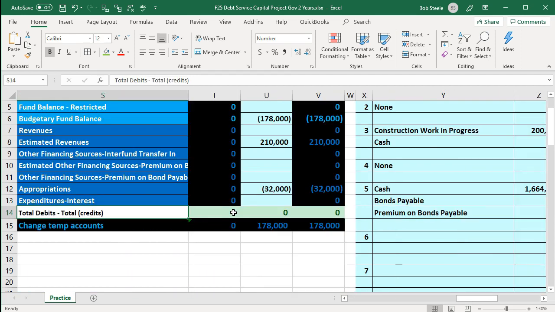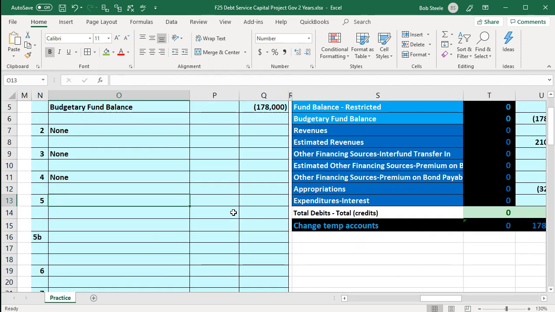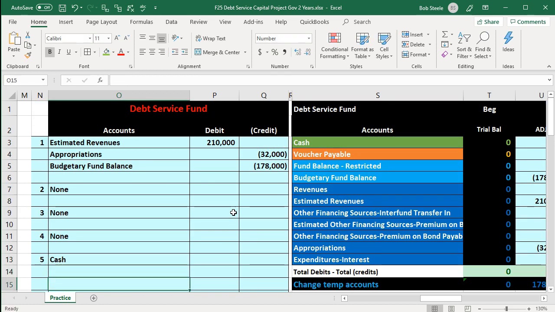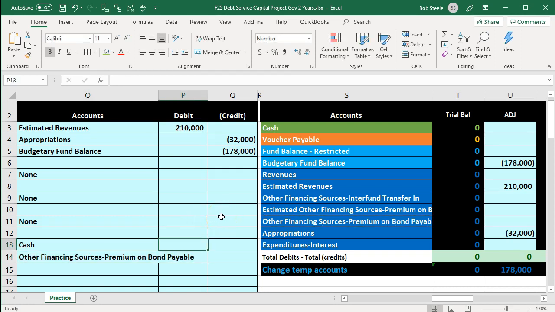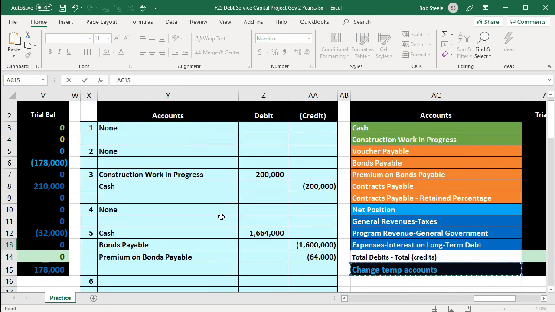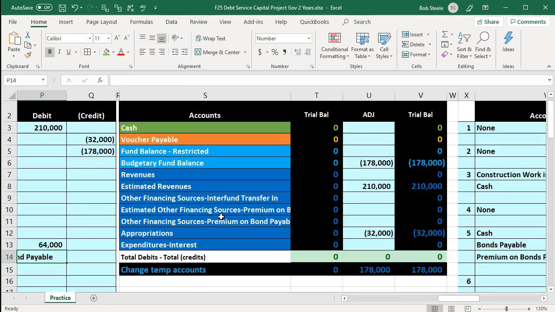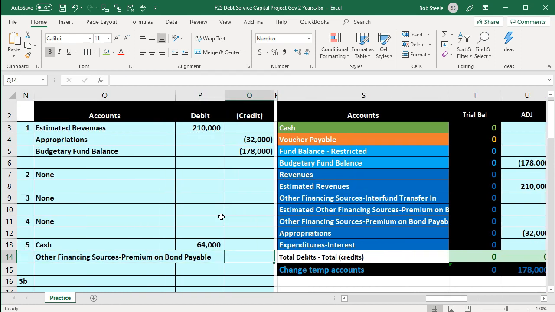And then we're also going to have to deal with the fact that the estimate needs to be adjusted, but let's first do this. We're going to scroll back over. We're going to be in number 5, and we're going to say cash is going to be debited. So we'll increase the cash. And then the other side is going to go to other financing sources. So it's going to be the other financing sources, and it's going to be the premium on the bond. So make sure you don't pick up the estimate. It's not the estimate. It's going to be the other financing sources. And we'll pick up the number. I'm going to say negative, and then I'm going to pick up that 64,000. So it's the 64 that I'm taking apart from the journal entry in the government-wide activities. There's the debit and the credit.